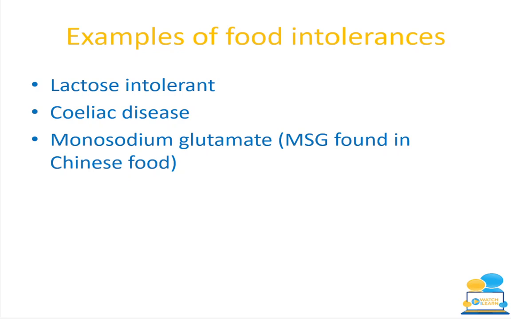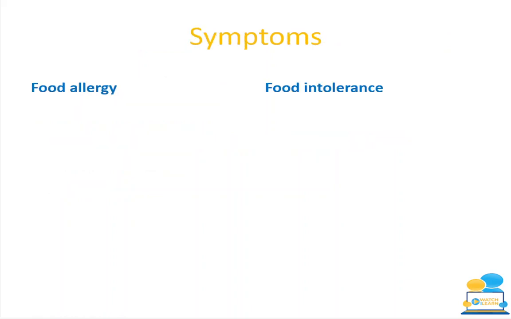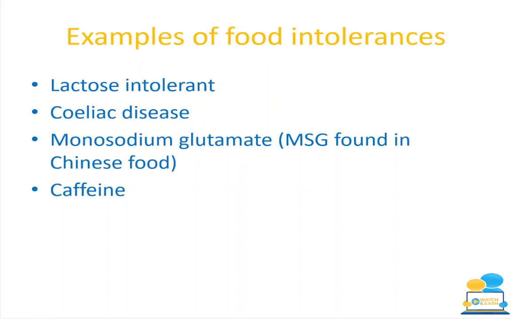Monosodium glutamate, MSG, is what's found in Chinese food. For example, in sweet and sour, it's what makes you want to go back and have more of it because it tastes so good. Pringles are absolutely coated in MSG. Caffeine can also cause intolerance. So they are the four that you will need to know.